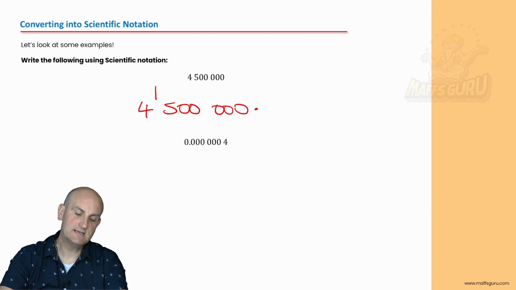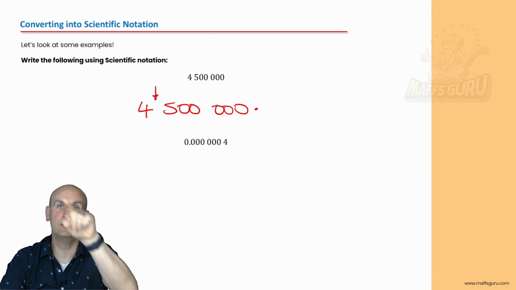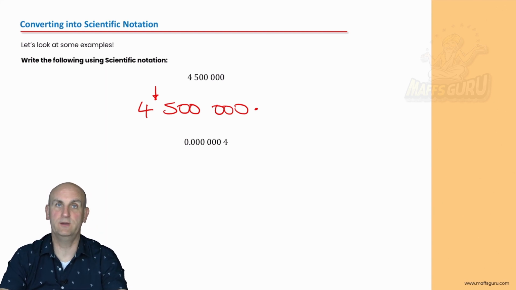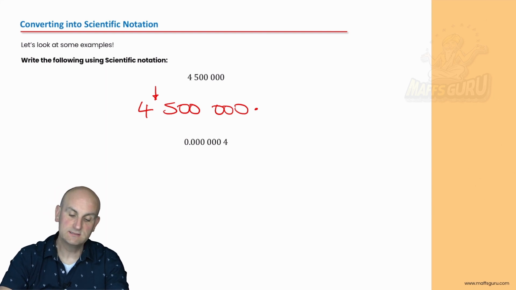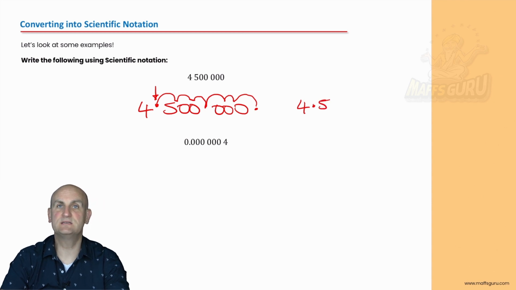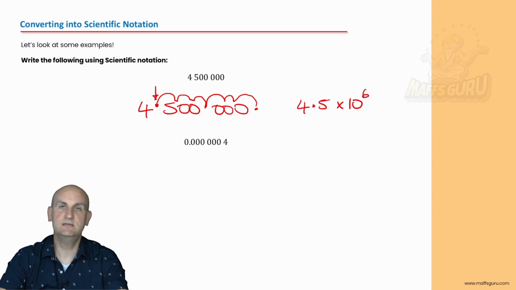So basically my decimal point's got to move between the 4 and the 5. Now, again, I love doing this. It's bouncing decimals. I'm going to see how many times I have to move that decimal point to get it between the 4 and the 5. So we're going to go 1, 2, 3, 4, 5, 6 times. So my decimal point's going to end up between the 4 and the 5, and I've moved it 6 places. Now, what that means is that I can do times 10 to the floaty 6.